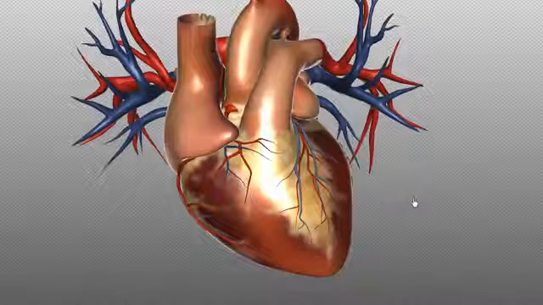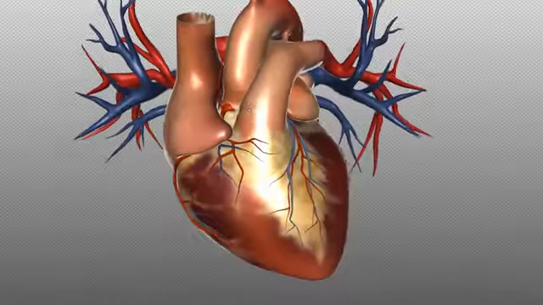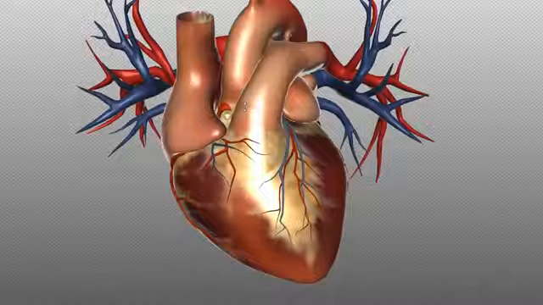So blood that's received from the lungs into the left side of the heart is pumped out of the aorta, and the aorta has some branches which supply the heart. So at the base of the aorta, just after the aortic valves, you've got two branches which come off: the right and left coronary arteries.